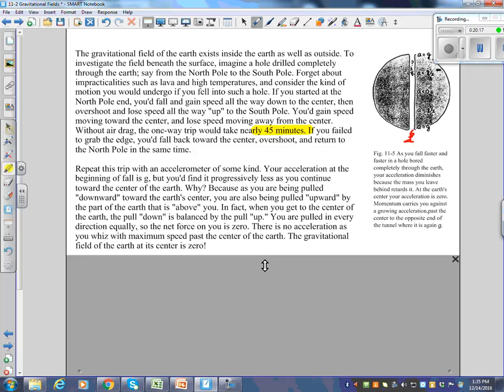Yeah, it's like free fall. Okay, I gotta move on. Repeat this trip with an accelerometer of some kind. Your acceleration at the beginning of the fall is g. You'd find it progressively less as you continue toward the center of the Earth.